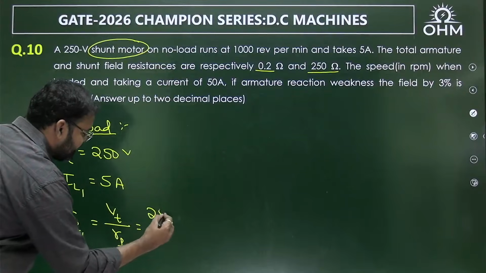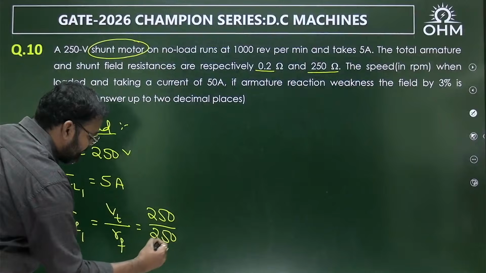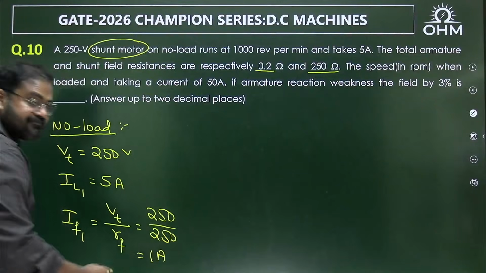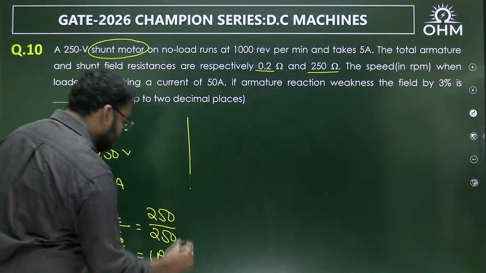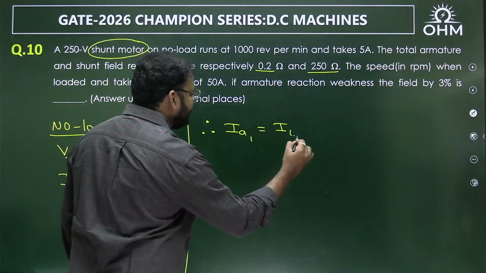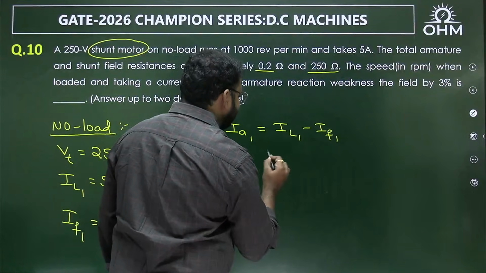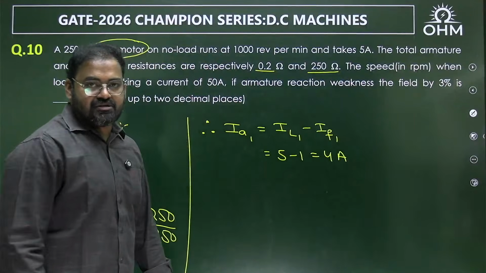Vt was 250, field resistance was 250. Therefore, 1 ampere will go to field. If 1 ampere goes to field, how much will go to armature? Therefore, the armature current would have been equal to line current minus field current. 5 minus 1, 4 ampere will go to armature circuit.